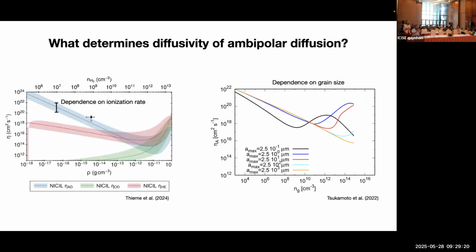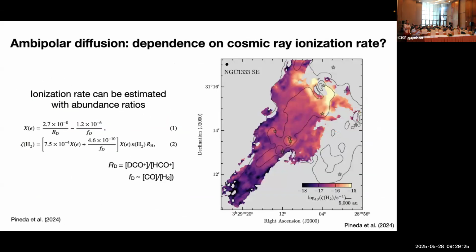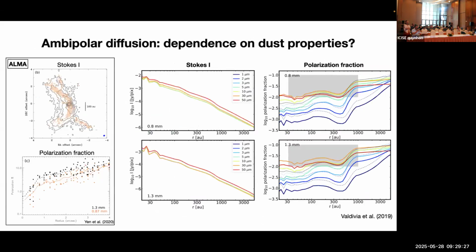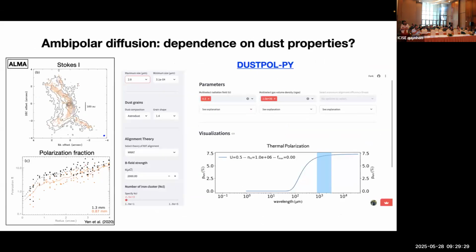In addition to using dust pi to model the dust population and then constrain the maximum size, I think we can also use the intensity, for example, at two wavelengths. So we can derive the spectral index and constrain the maximum size.